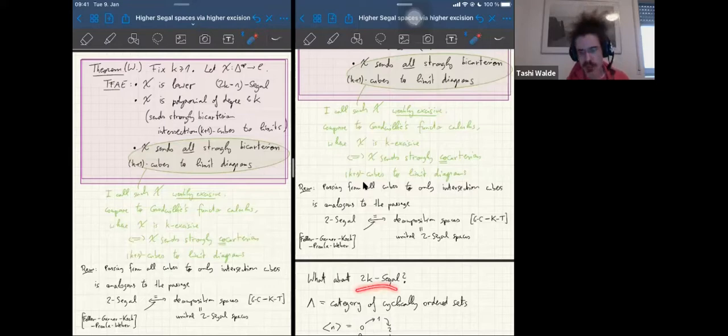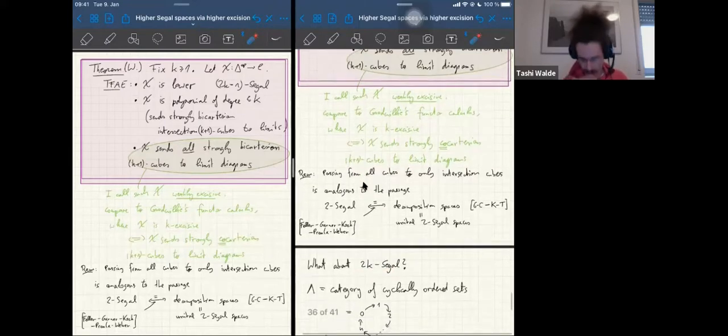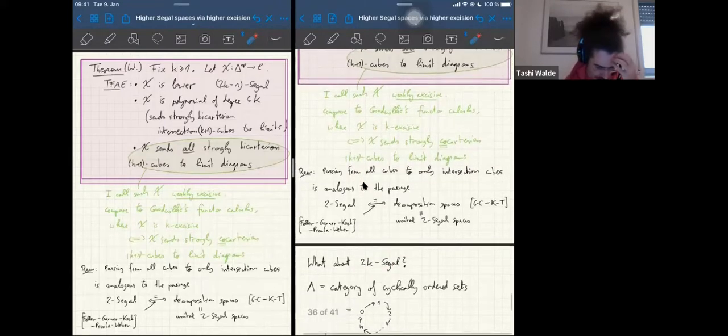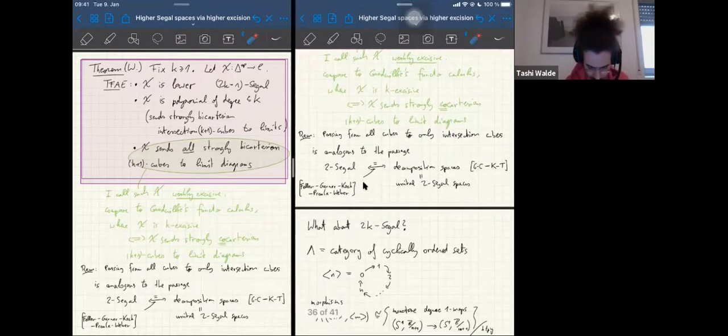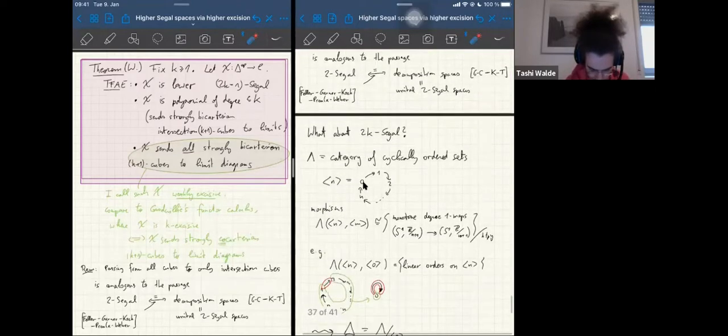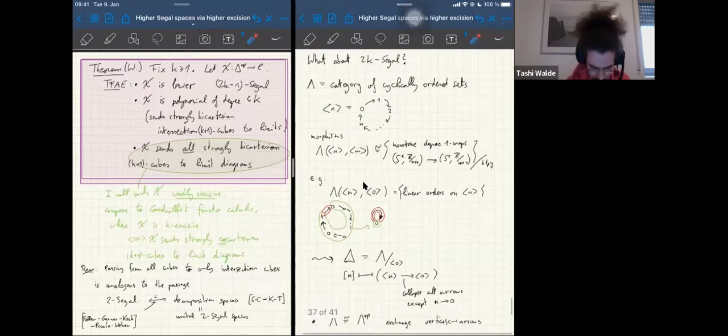And in particular, you might wonder about two Segal ones. To study two Segal ones, let me remind you what the cyclic category is. The cyclic category is the category of cyclically ordered sets. A cyclically ordered set you can picture like this. It has a non-zero number of elements, and they are no longer linearly ordered, but they are cyclically ordered like this.